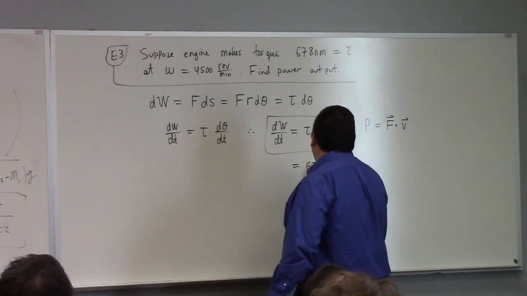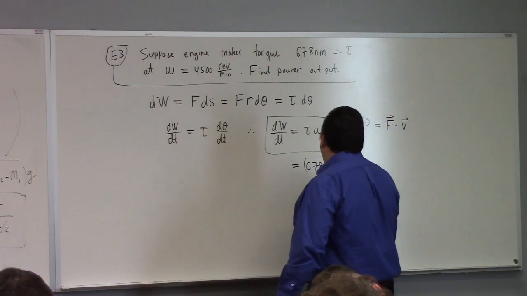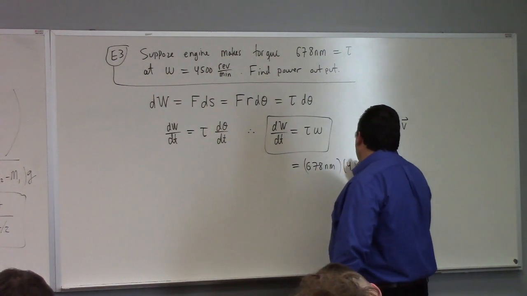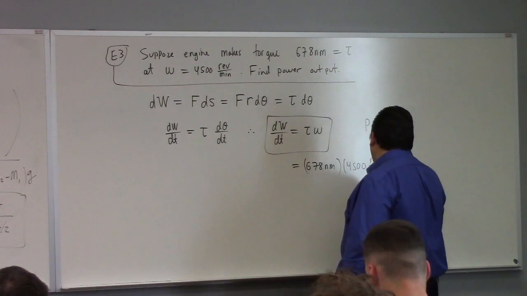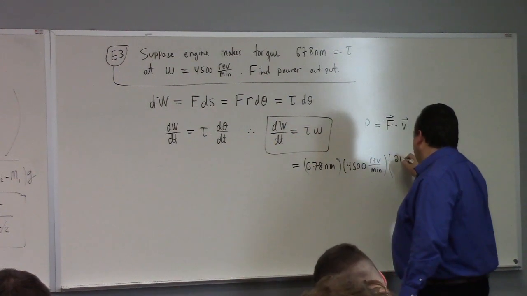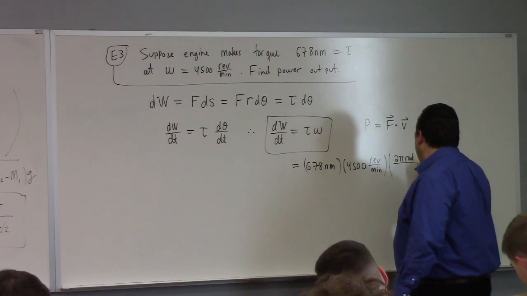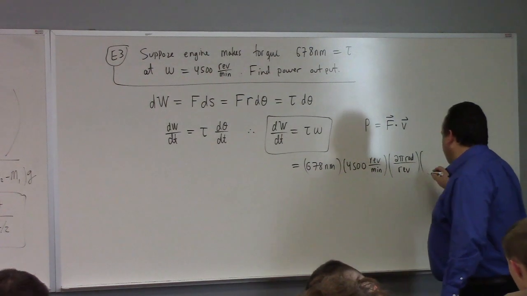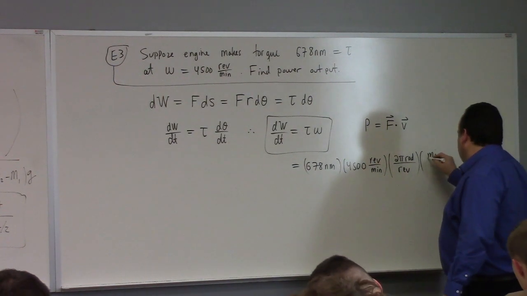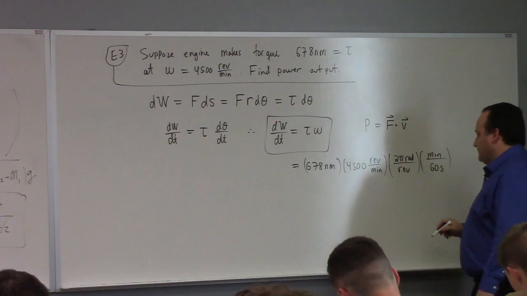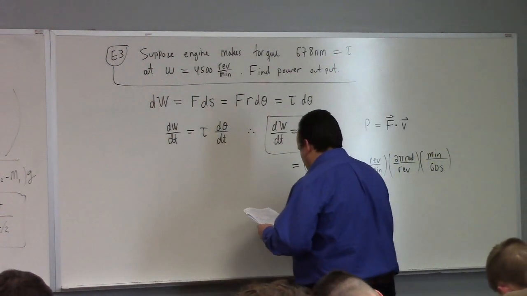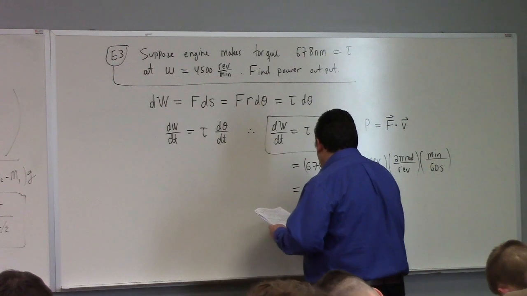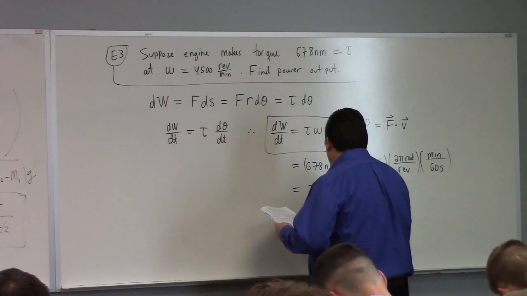Our torque is 678 Newton meters, and the angular velocity is 4,000 revolutions per minute. But of course, we don't like revolutions per minute. We want to trade that for 2 pi radians per revolution and convert that minute to 60 seconds, multiplying by 1. And if you multiply those lovely numbers out, you get 319.4 kilowatts.